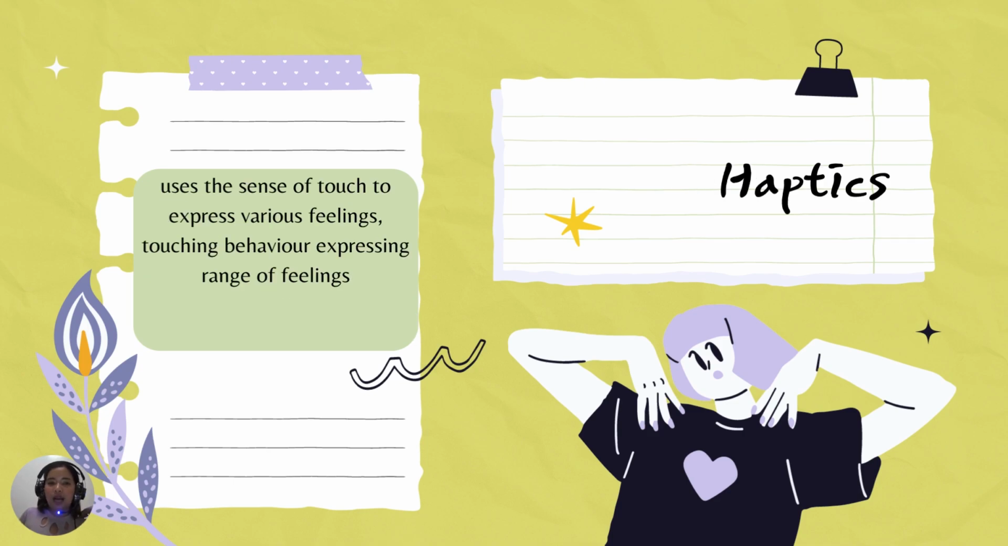Okay, so let's move on to haptics. Haptics is basically more of the use of touching. So we try to express ourselves by expressing our feelings through touching behavior or a range of feelings. Okay, so that is what you mean by haptics, using the sense of touch in making meaning.